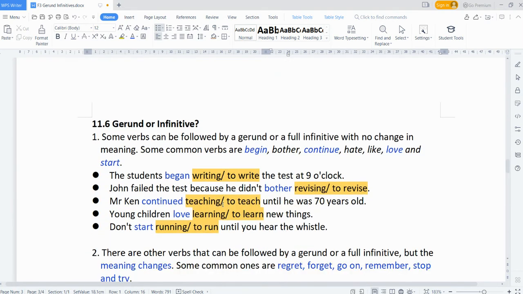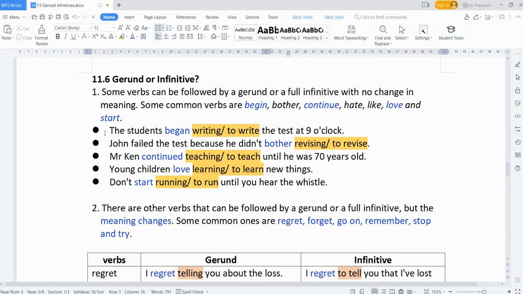Okay, next we want to discuss when should we use a gerund and when should we use an infinitive. Some verbs can be followed by a gerund, remember, gerund is the one with the -ing, or a full infinitive, which is the one with the word "to" in front, with no change in meaning. Maksudnya kalau kita guna dua-dua ni pun sama je maksud dia.